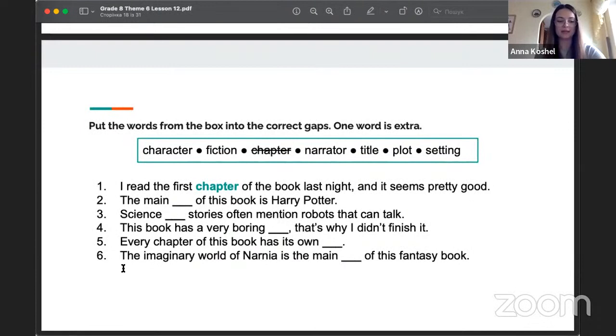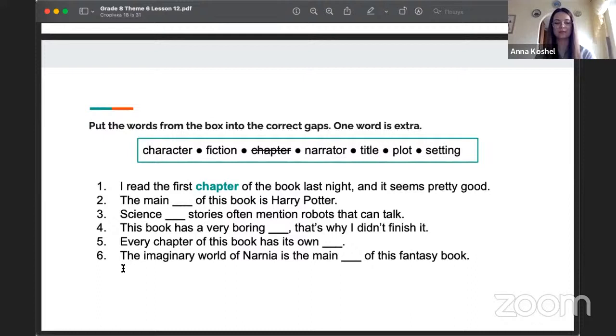Number 2, the main something or somebody of this book is Harry Potter. So who is Harry Potter in the books about him? Yeah, he is the main guy, the main person, the main boy, or how do we call him? What do we call him if we know that he is the main person there? In Ukrainian, we can say персонаж, but there is another word in English for this.